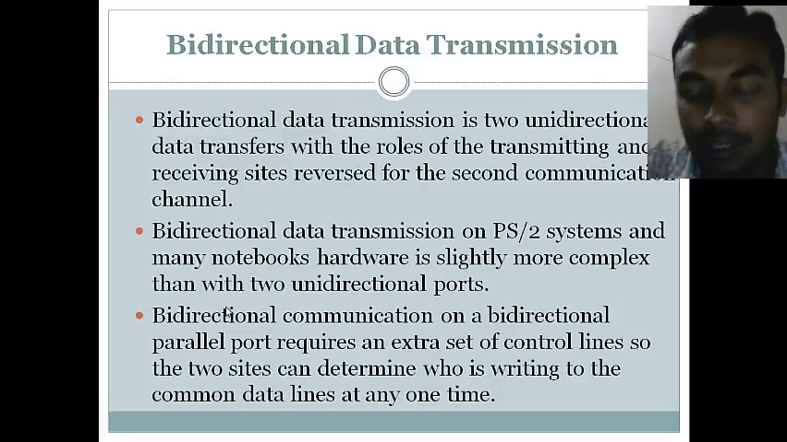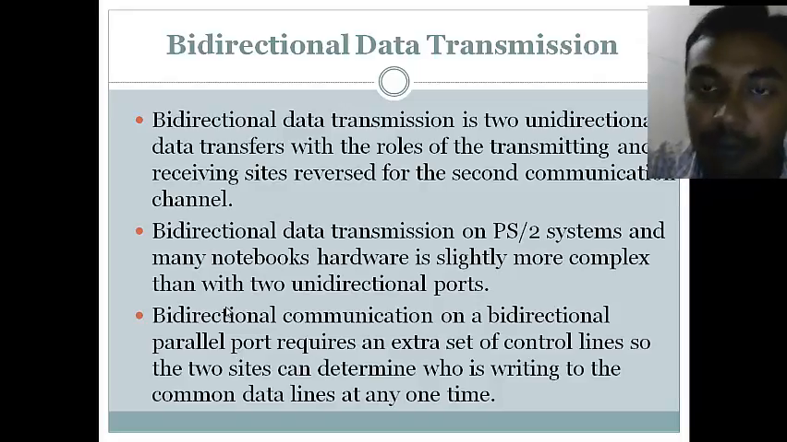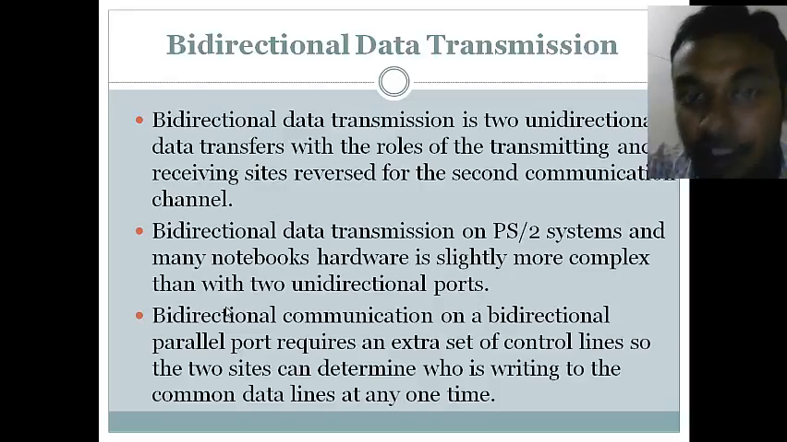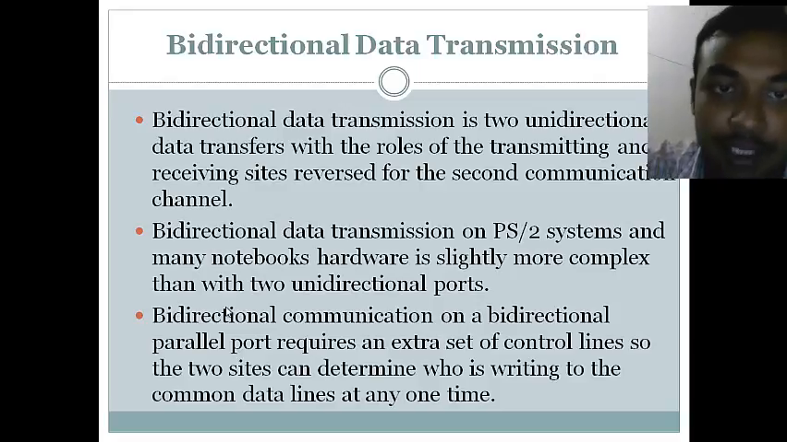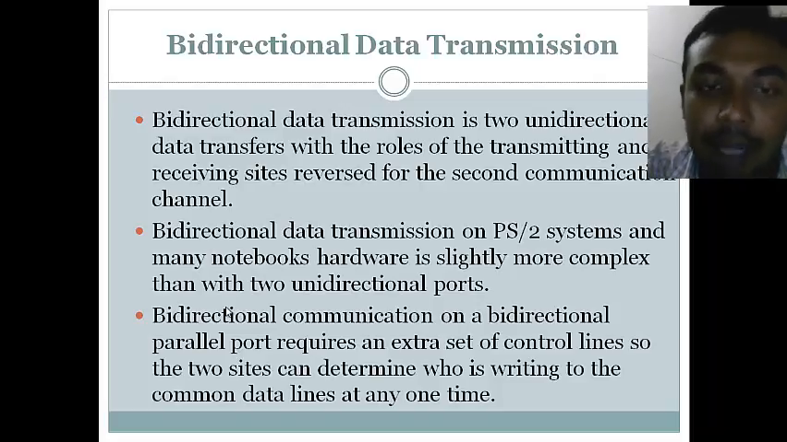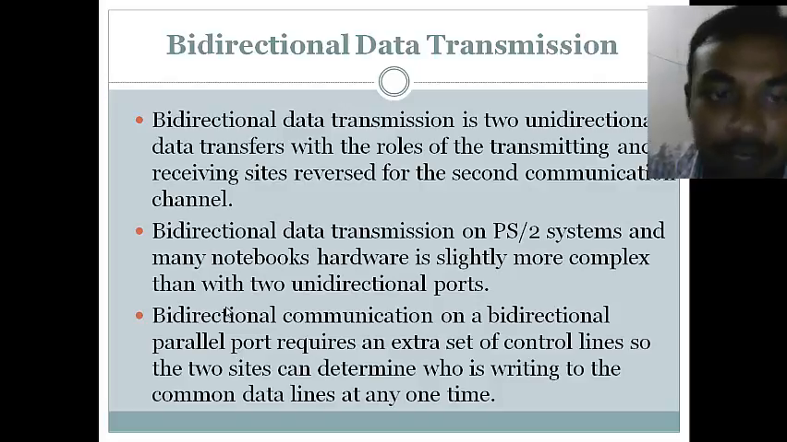Unlike in a unidirectional system, in bidirectional data transmission the transmitting and receiving sides can change places. The side which was once the transmitting side can become the receiving side next, and the receiving side becomes the transmission side. As you can see, I have given the example of PS2 and notebook.